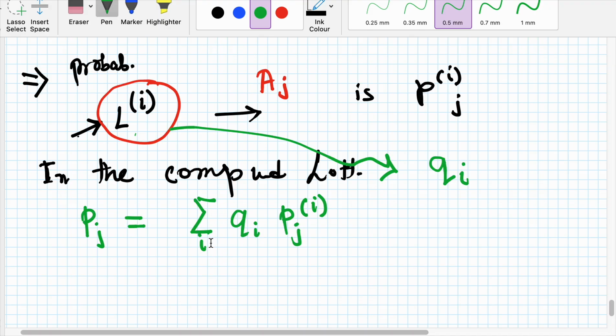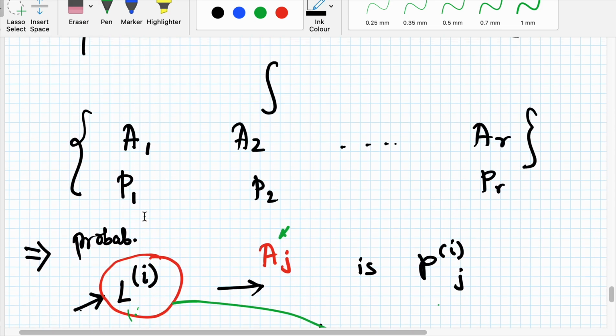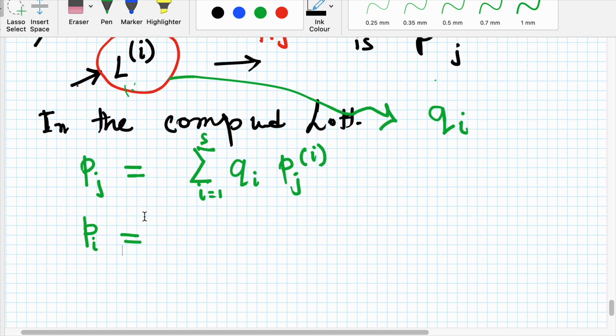This i equals 1 to S, because there are H such lotteries, and in every S lotteries that Aj will appear with some probability. So that means if I follow the probability calculus, I will generalize the compound lotteries into simple lotteries, where I will say that in my compound lottery, with probability Pi I will get the outcome Ai. What will be the Pi?